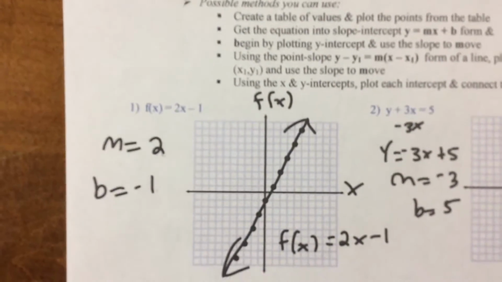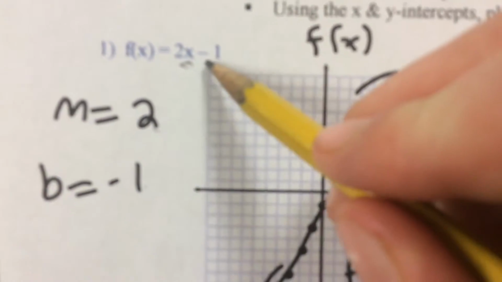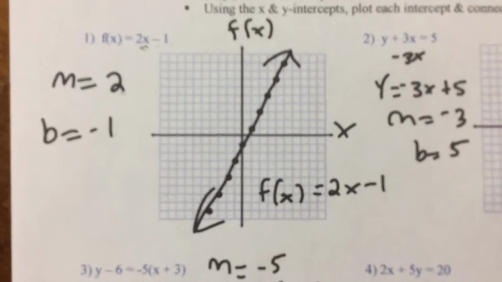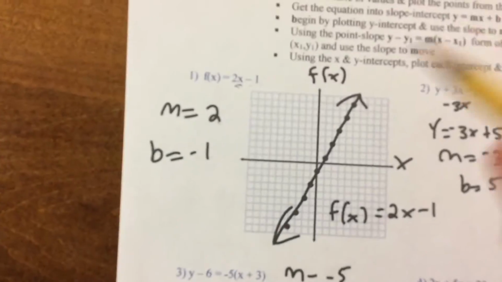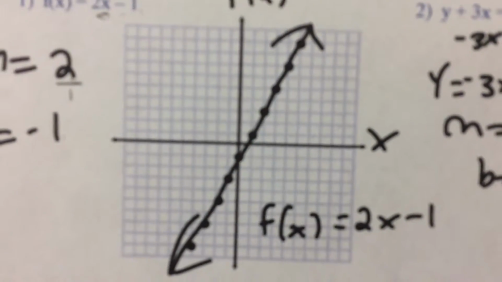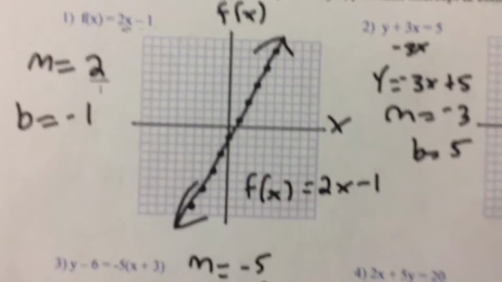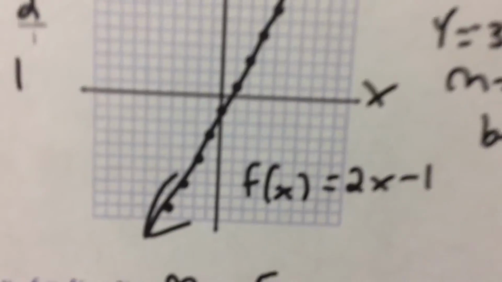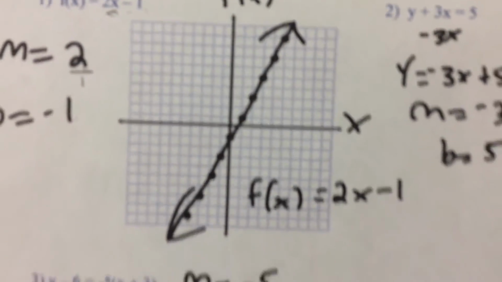Number 1. f of x equals 2x minus 1. The m is 2 because that's where the 2x is, and the b is negative 1 because it's minus 1. You would begin by graphing this by starting at negative 1 because that's your b. Then you would go up 2, right 1, like the 2 being in 2 over 1. So you go up 2, right 1, up 2, right 1, till you get to the top. Then you go back to negative 1, and do down 2, left 1, till you get there.